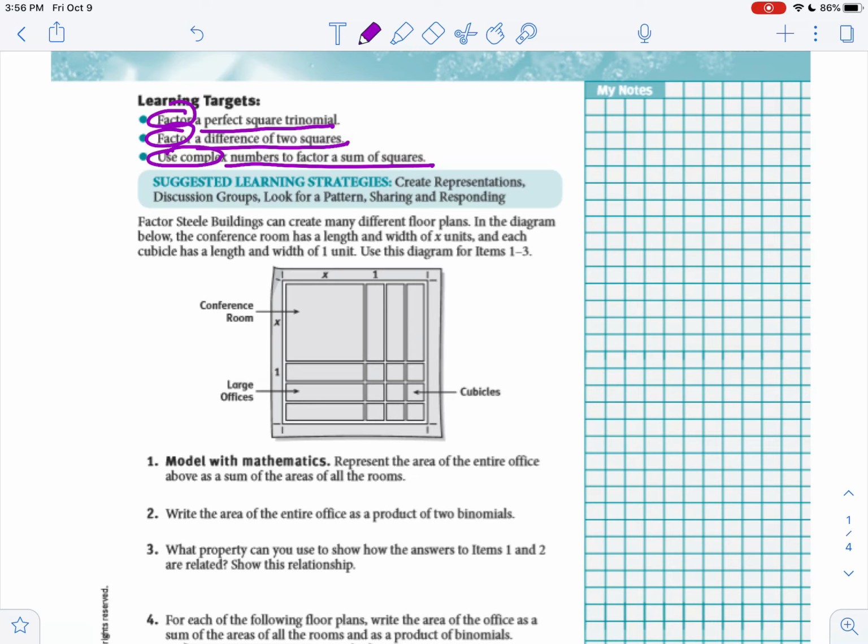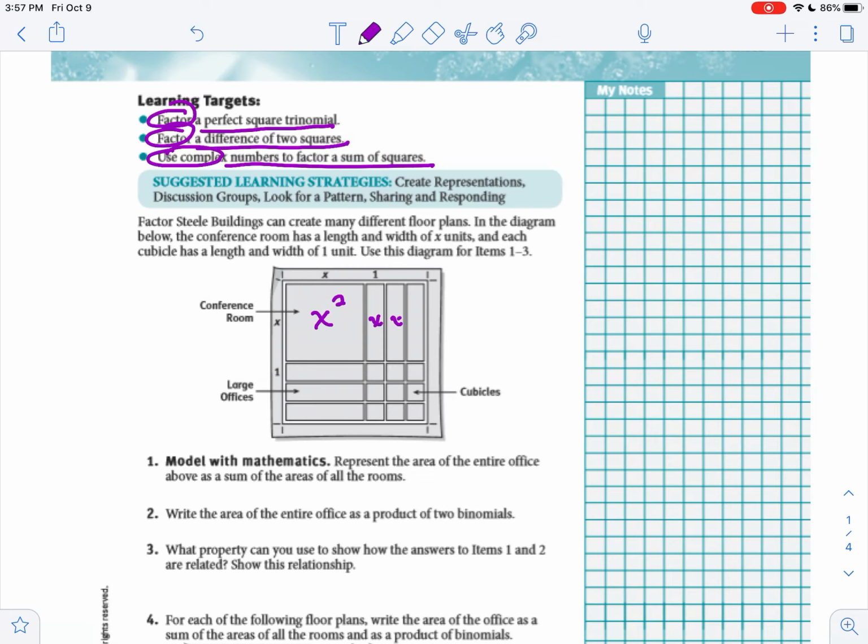So we get this office building back from the previous lesson, and it says in the diagram below, the conference room has a length and width of x units, and each cubicle has a length and width of 1 unit. So what we're going to do is represent the area of the entire office as a sum of the areas of all the rooms. Well, we know that we can do that using the algebra tiles that we learned about when we were working in activity 4.